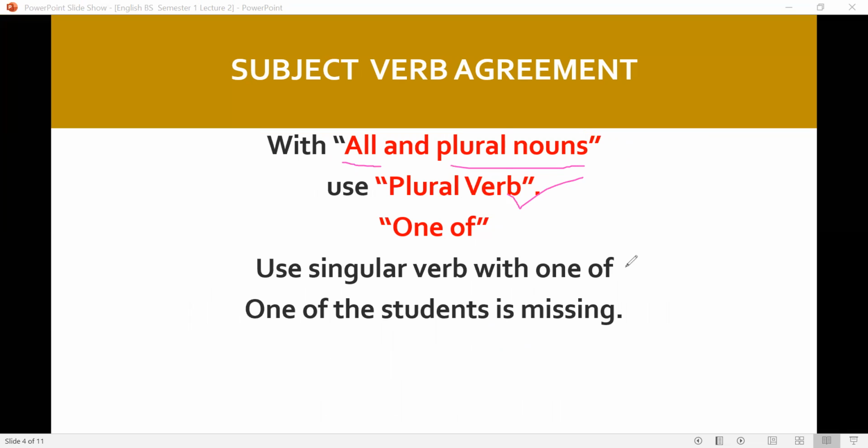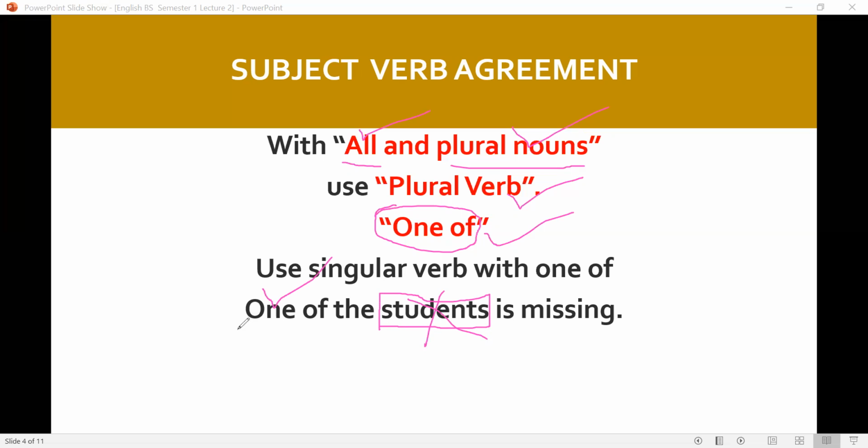Use a singular verb with one of. All the students are present today. Students are present today. But with one of, use a singular verb. One of the students is missing. You may be confused by this word. This students is plural, but you should not go after this. This is not the subject. The subject is one. We use the verb with the subject.